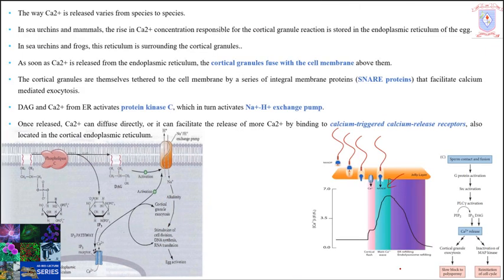Okay. So the way calcium is released varies from species to species. In sea urchins and mammals, the rise of calcium concentration responsible for the cortical granule reaction comes from calcium stored in the endoplasmic reticulum of the egg.